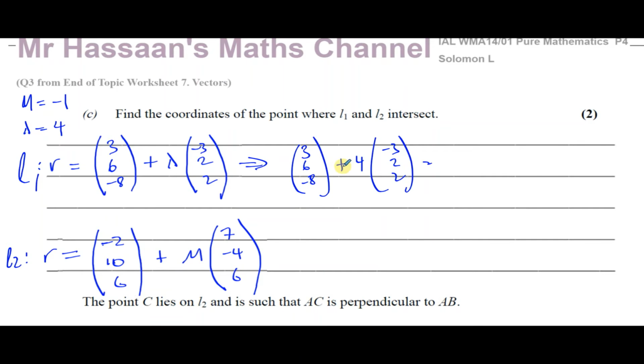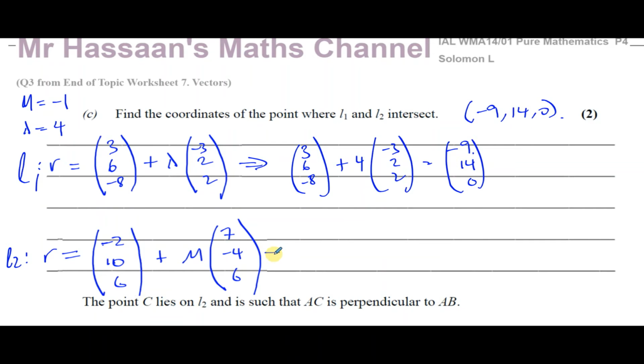So I'll end up with 3 minus 12, which is minus 9. And I'll have 6 plus 8, which is 14. And I'll have minus 8 plus 8, which is 0. So that's the point. We want the coordinates, so we write it in coordinate form. This is the position vector of the point where they intersect, and the coordinates will be given as (minus 9, 14, 0).